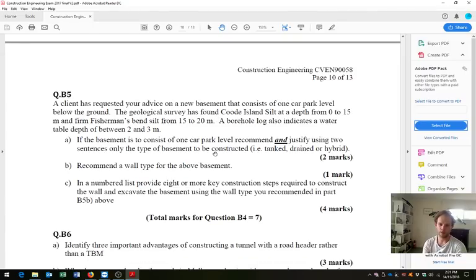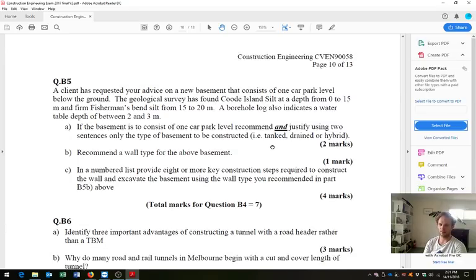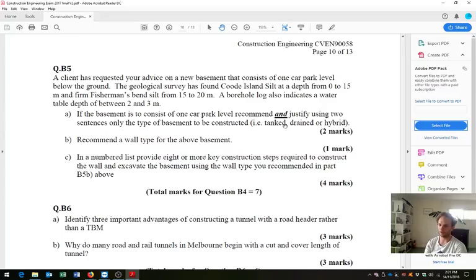Look, you could probably get away with a hybrid basement here. But if you said you were really concerned about settlement to adjacent properties, then you could also recommend it tanked, but you couldn't recommend it drained. So it would really depend on your justification here. For wall type, the only mark we probably would have given here is the secant pile wall, and the construction steps I think everyone's pretty good with. So again, it depends on exactly your justification, but I think a tanked basement is probably quite appropriate, as is a hybrid, if you said you were particularly worried about settlement.